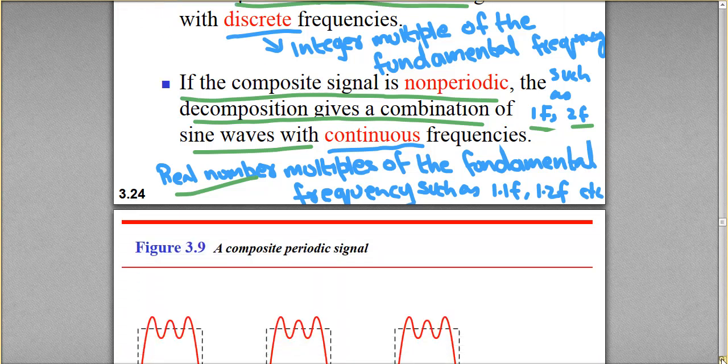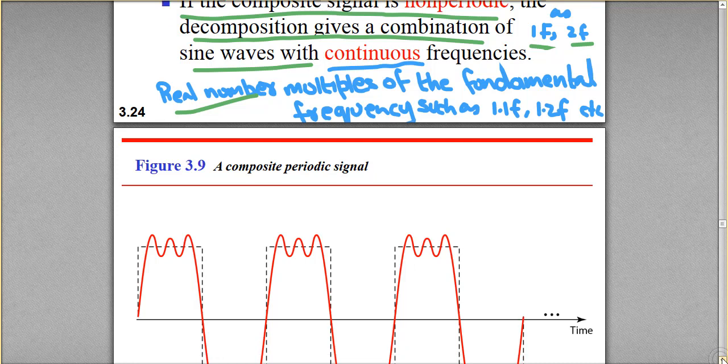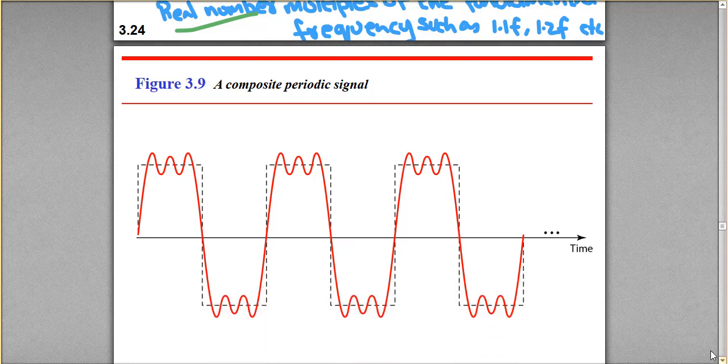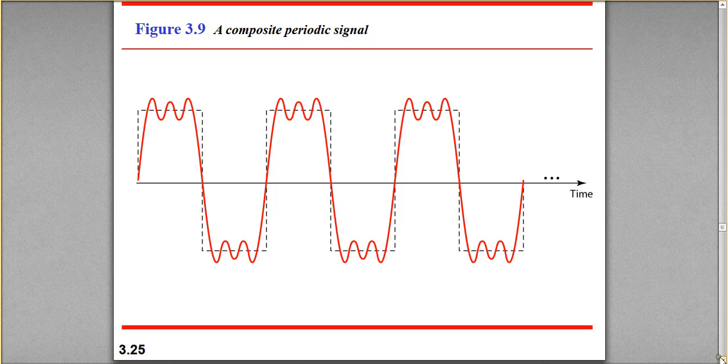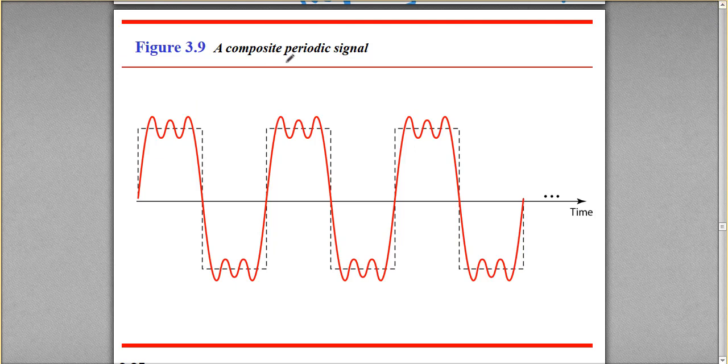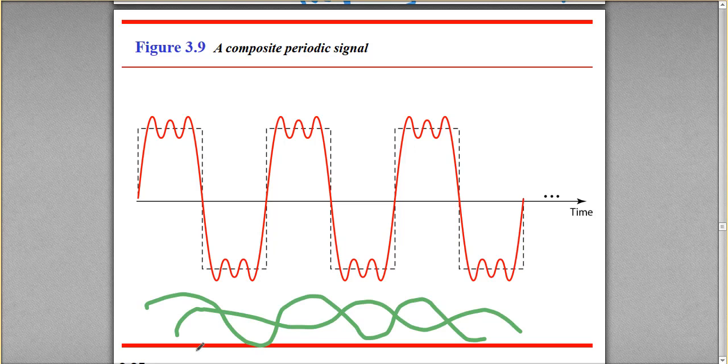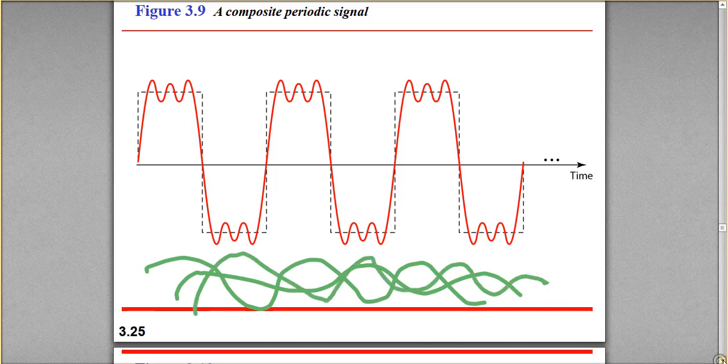Let us now go through an example of each, a periodic and a non-periodic composite signal, so as to explain this phenomenon of decomposition in a much better way. Figure 3.9 shows a periodic composite signal with a frequency f. This periodic composite signal is made up of three sine waves, with each one of them having a different frequency. These sine waves, or we can also call them component signals or component waves, are shown in much more detail in the next slide. So let's go to the next slide.